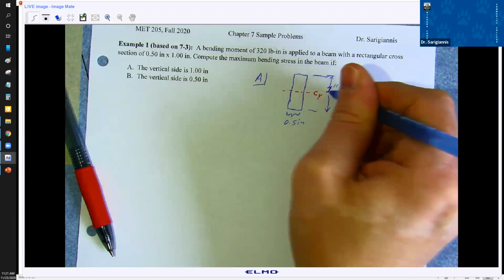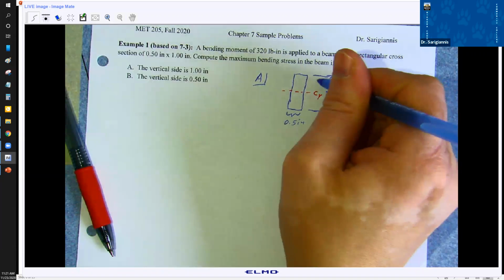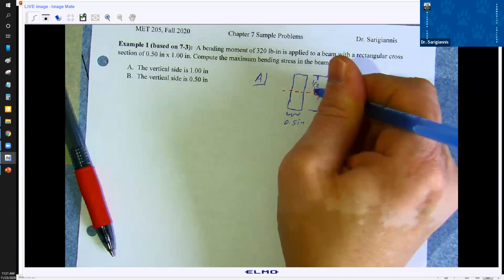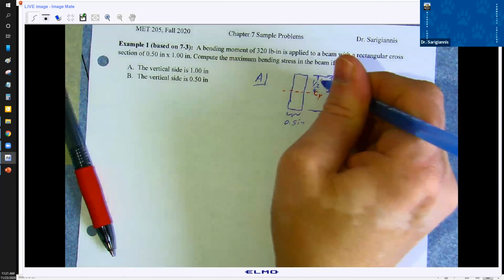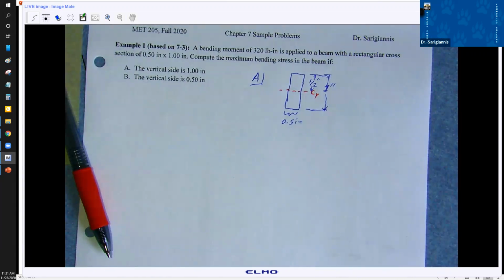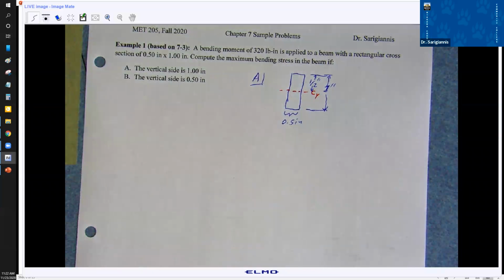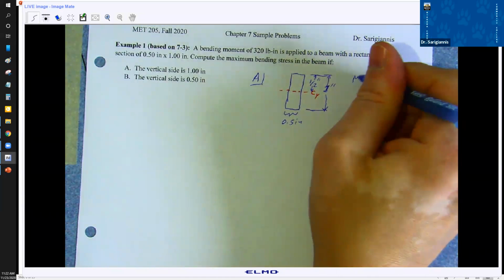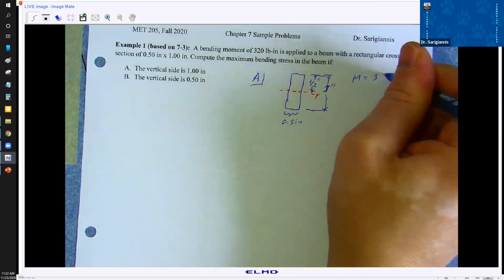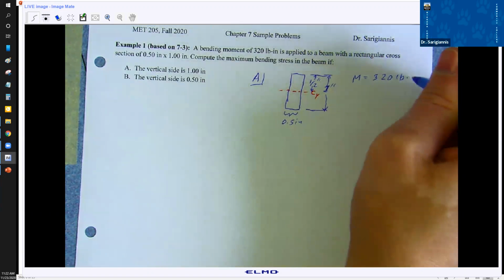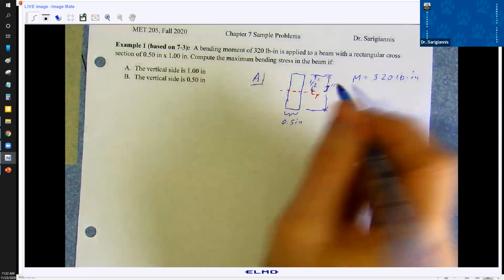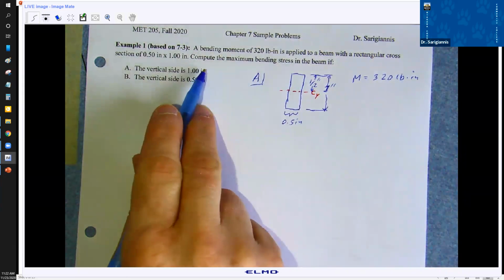And obviously the distance to the centroid is going to be a 1/2 inch. Right, it's right in the middle of the beam. It's a rectangle. Our moment is given as 320 pound-inch. And what else were we given? We were not given a moment of inertia.